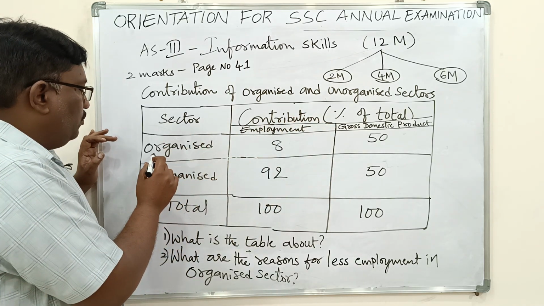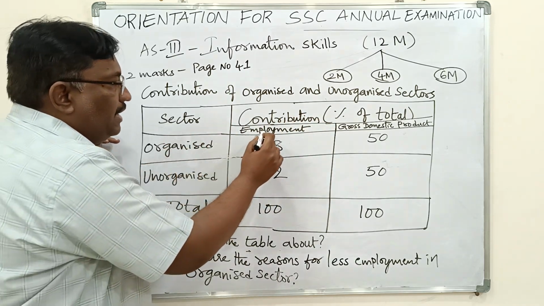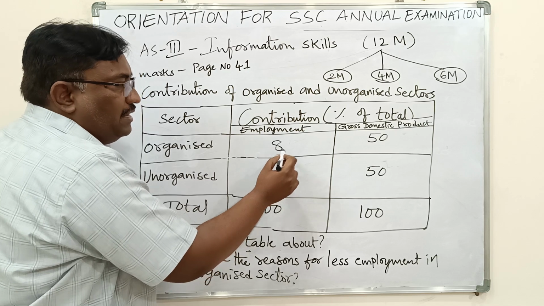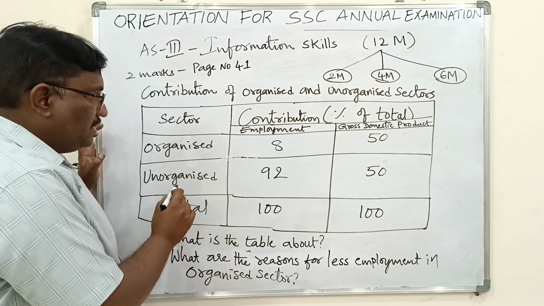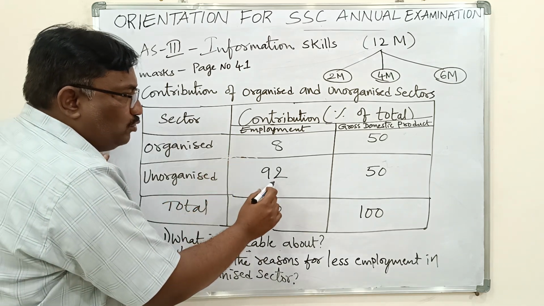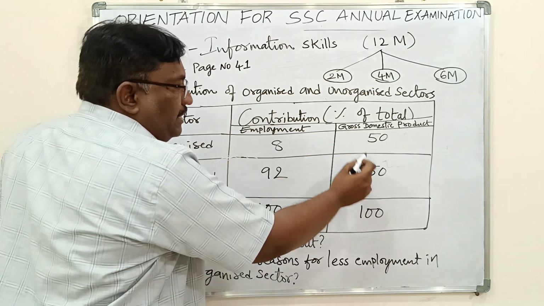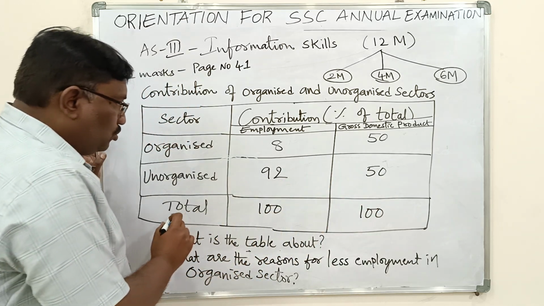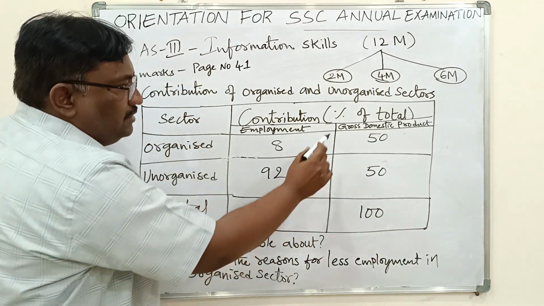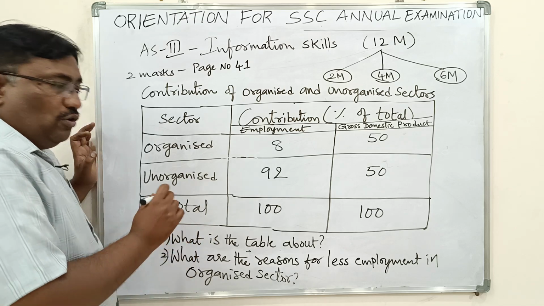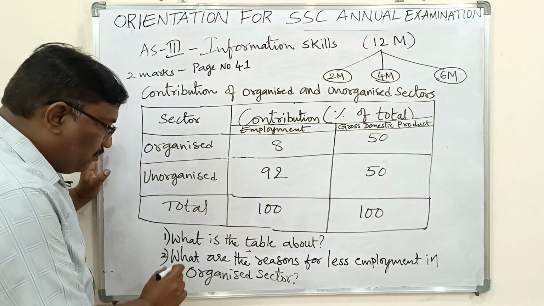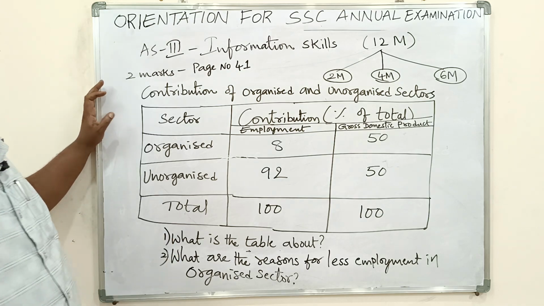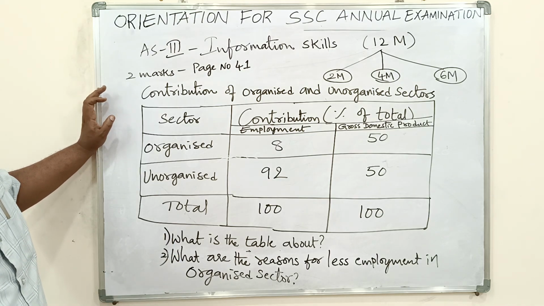For example, if you look at the organized sector, the employment contribution is 8% and the contribution to the GDP is 50%. Coming to the unorganized sector, the employment rate is 92%, but their contribution to the GDP is only 50%. So for a total of 100% employment, the GDP is also 100%. Now, by looking at the table, we have to answer the question. We have 2 types of questions. The first type is a direct question, where most of the children can easily write the answer.